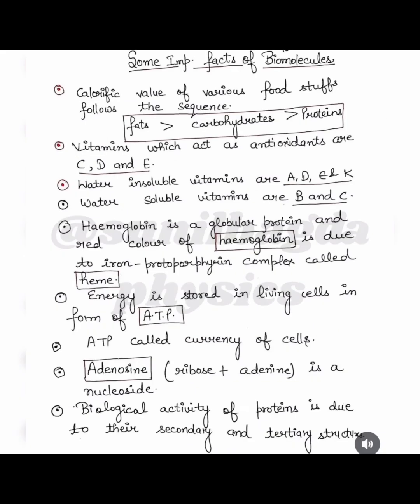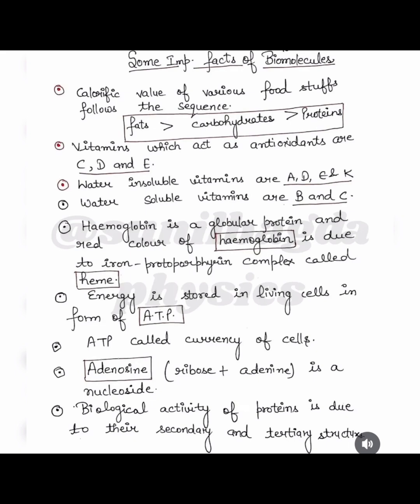Calorific value of foodstuffs decreases in the order of biomolecules: fat shows higher calorific value than carbohydrate, which shows higher calorific value than protein. Vitamins which act as antioxidants are C, D and E only. Water soluble and fat insoluble vitamins are B and C, whereas water insoluble and fat soluble vitamins are A, D, E and K.